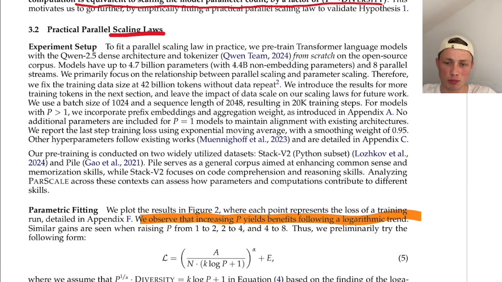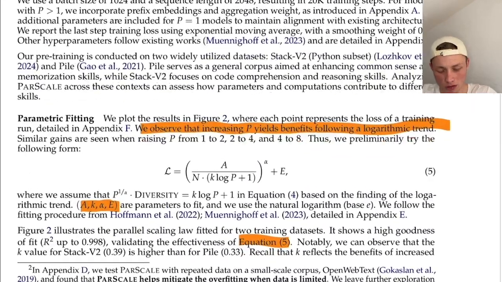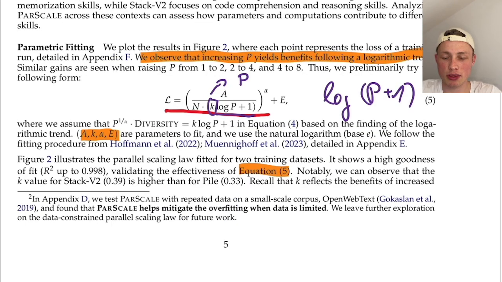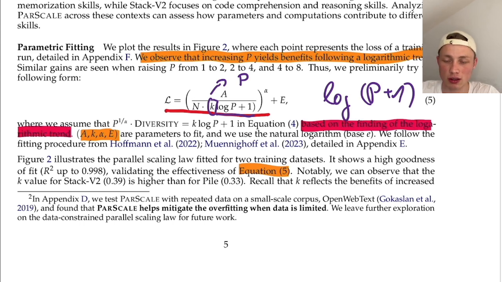So they train a model and have a look at how the loss is really scaling on a real example. Therefore, they trained a transformer, and what they found is that the scaling laws look like this, where K reflects our number of parallel computations. So K was our P, and P is now our K. And we see that the diversity is now given by log of P plus 1, okay? They found a logarithmic trend in their training loss, so they used the logarithm.